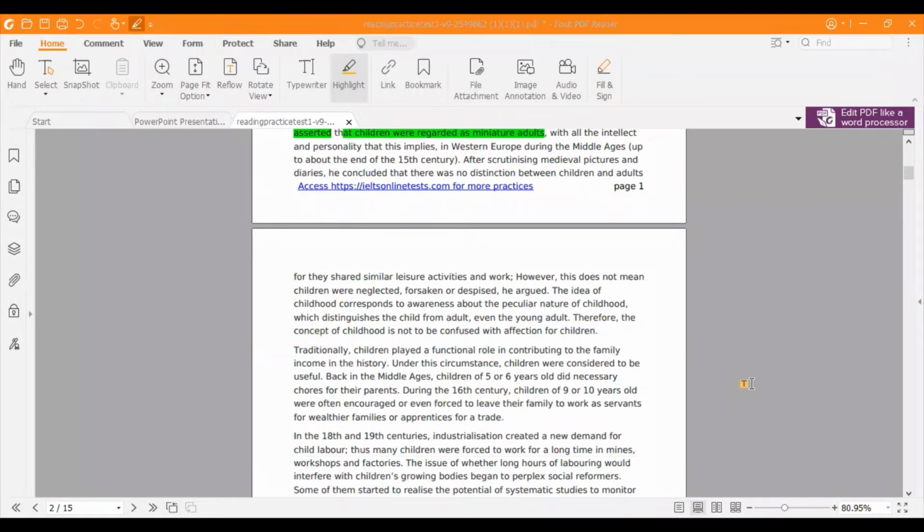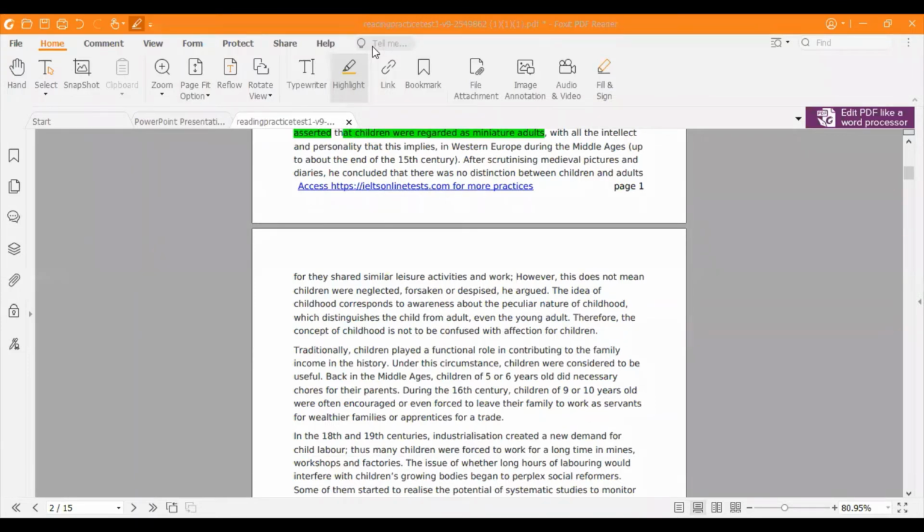Yes, Muhammad? I think the answer is false, because here it says this doesn't mean children were neglected, forsaken, or despised. Despised means like محتقرين أو غير محبوبين. So I think the answer is false. Yeah, so Mahmoud said actually it is false. Let's see the others.